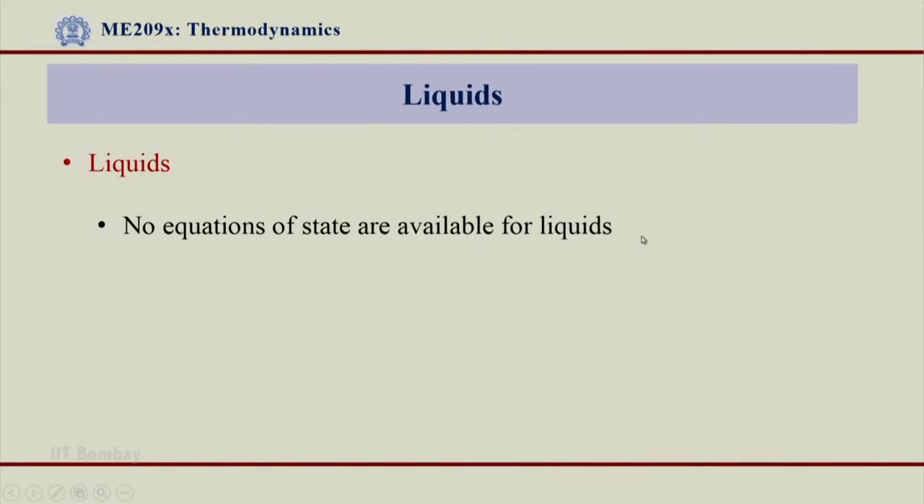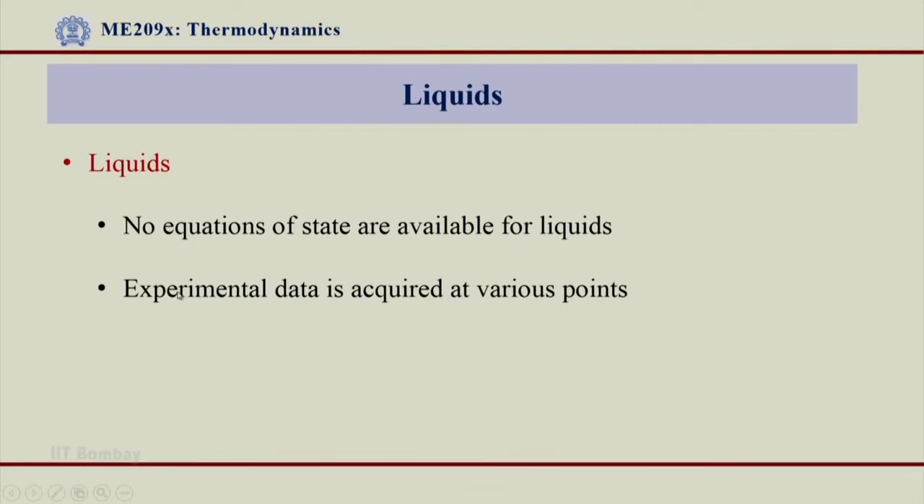So, how do I get properties of liquids? If I know at least a few properties, let us say pressure and temperature, how will I get other properties like specific volume, density, etc.? So, what do I have? I conduct a lot of experiments. This is very important for liquids. I do not have any equation of state, and therefore what I have is basically experimental data.